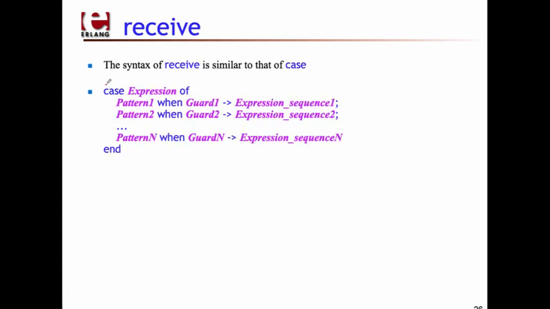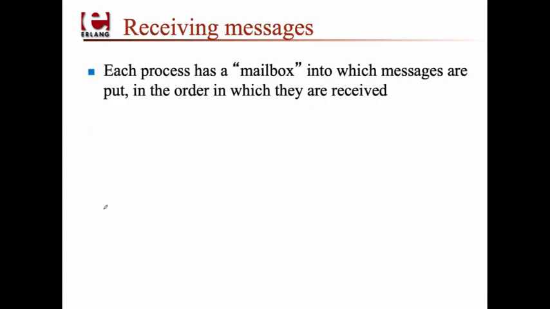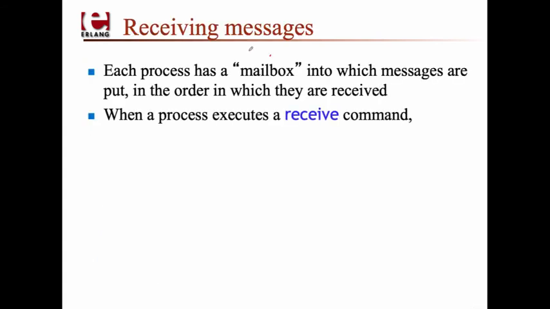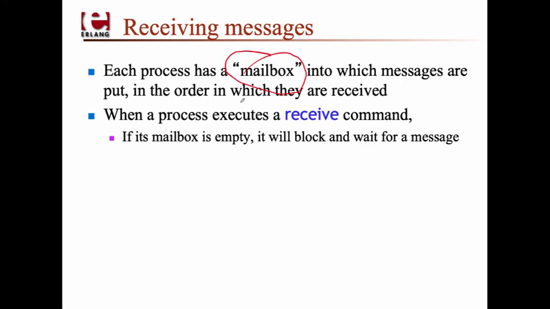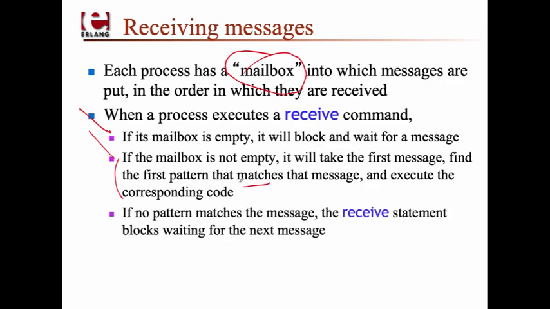Receive is a mailbox. You do receive and it will automatically take a message that matches the pattern, or block if it does not. Each process has a mailbox especially attached to it. This corresponds to the stream. If the mailbox is empty, it will block. If it is not empty, it will find the first pattern that matches. If it finds none, it blocks. If no pattern matches, it will block waiting.